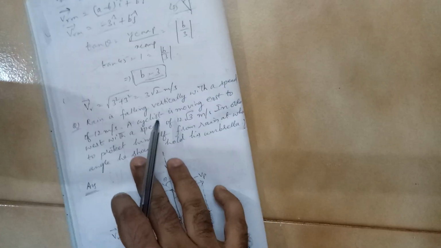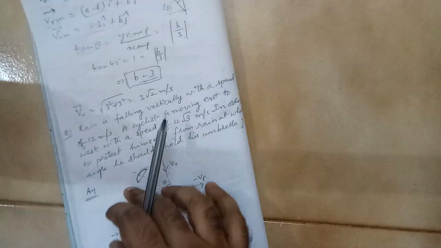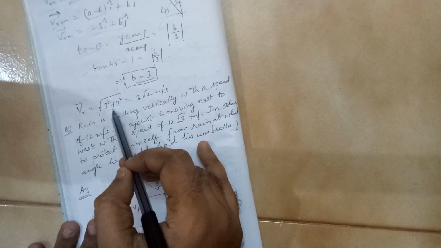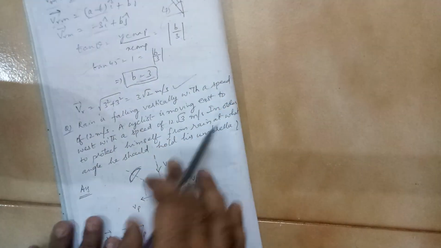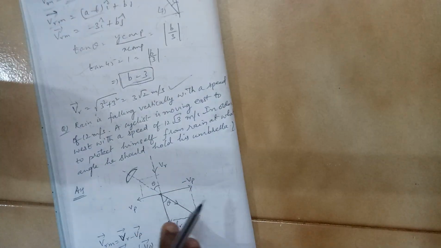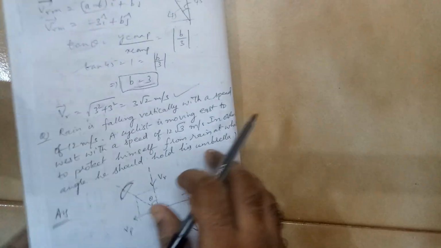Now you have calculated the value of a and the value of b. You can find the magnitude, root over a square plus b square. So the answer is 3 root 2 meters per second. Okay, let's move on to the next one.